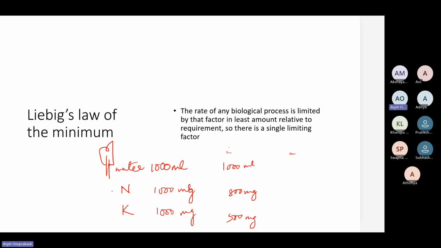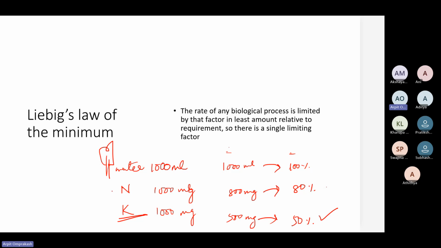So we need to find out what proportion of the requirement is available. Forget about the two areas for now. Here, 100% of the requirement is satisfied. Here, 80% of the requirement is satisfied because 80% of the amount of nitrogen is present. And here only 50% of the requirement is satisfied. So the lowest percentage is this, and therefore potassium is the single limiting factor for growth of the plant here.